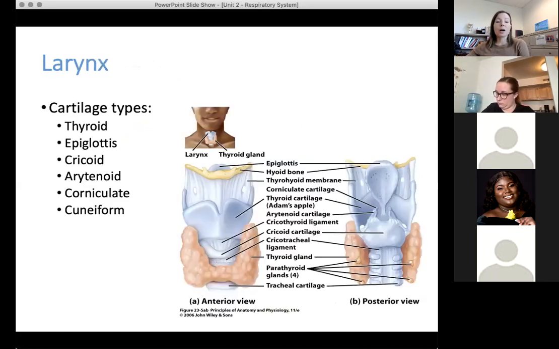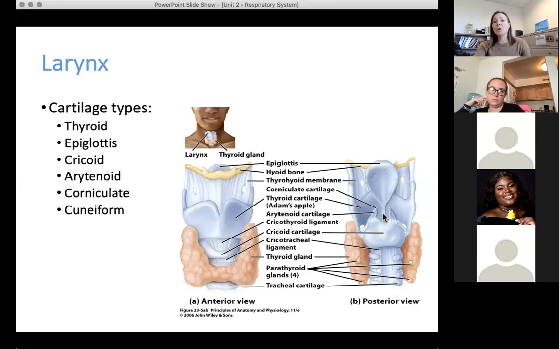So now we are down to the larynx. And now this is considered the lower respiratory tract. Everything from here down is the lower respiratory tract. Okay, so the larynx is what you're looking at here. This is an anterior view looking at it from the front. This is if you look at it from the back.